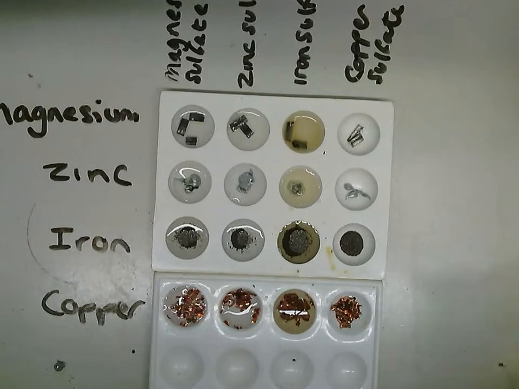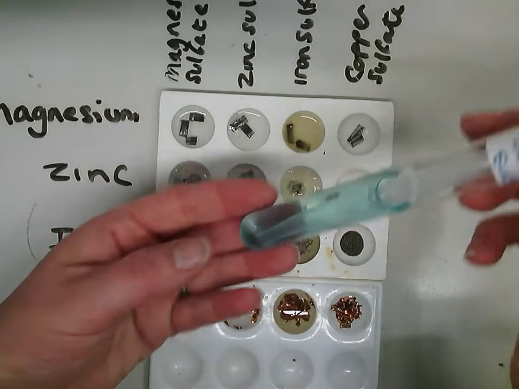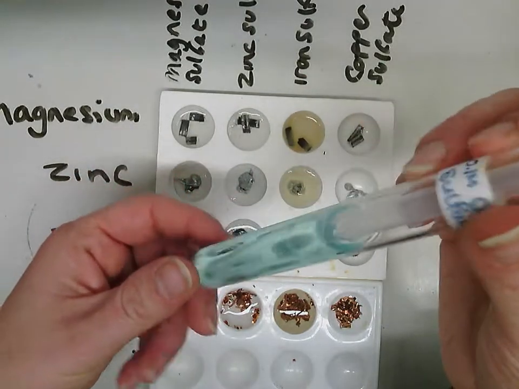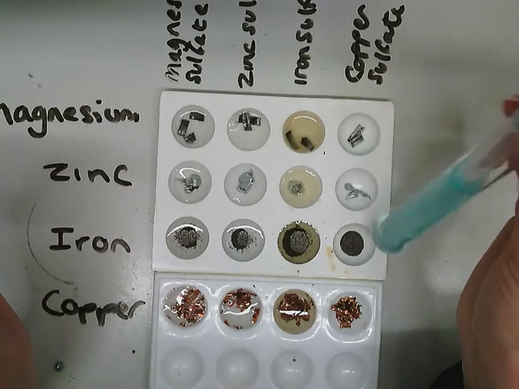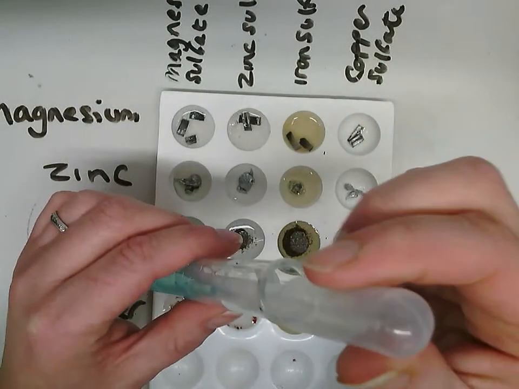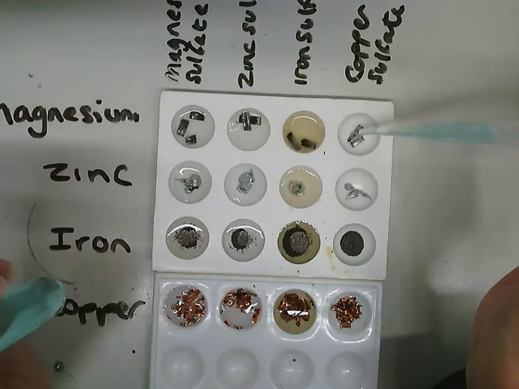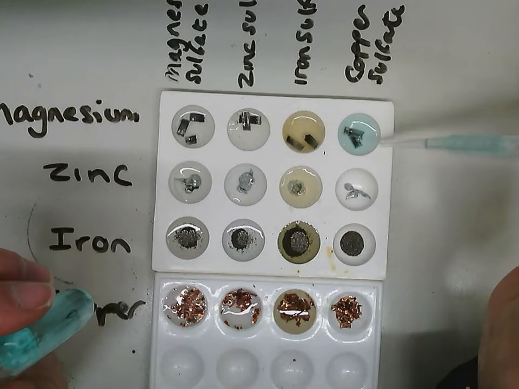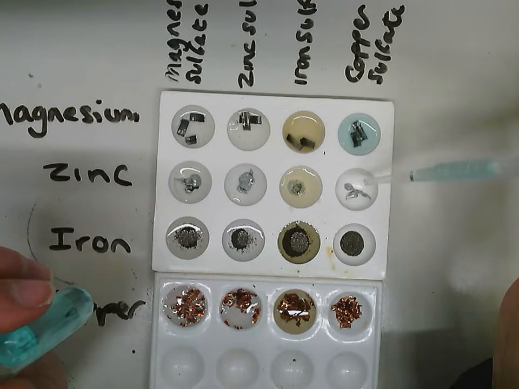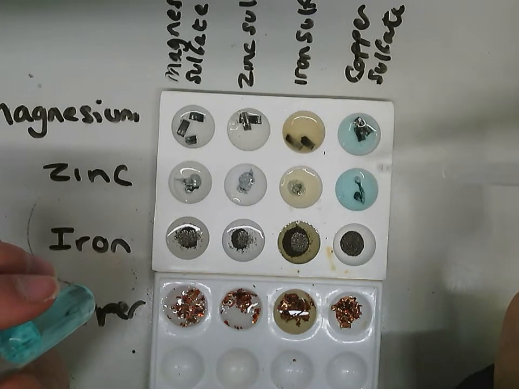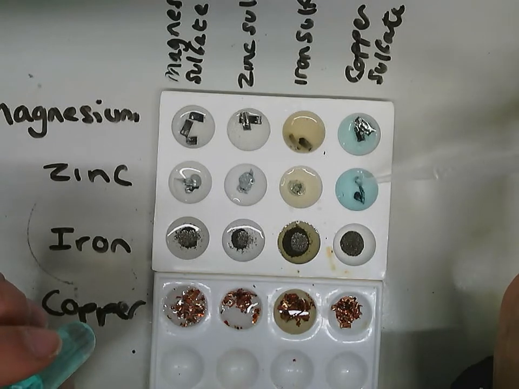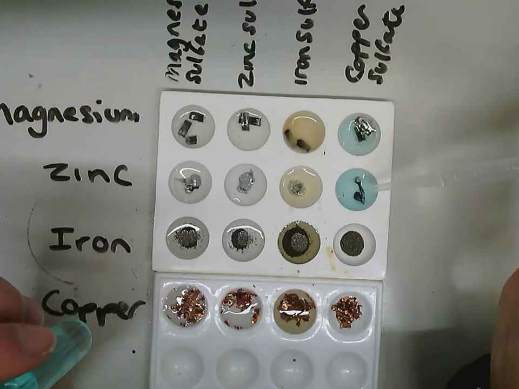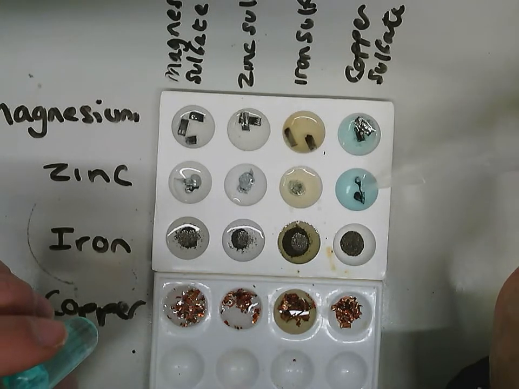Going for the last one, which is copper sulfate. So copper sulfate is a blue compound. And we're going to react it with each of these to see if it is more reactive. So magnesium. You can see straight away there's quite a few bubbles coming up on that one. Zinc. You can see straight away the metal has turned black. So if you look at it compared to there, you can see it's changed colour, so it is reacting.